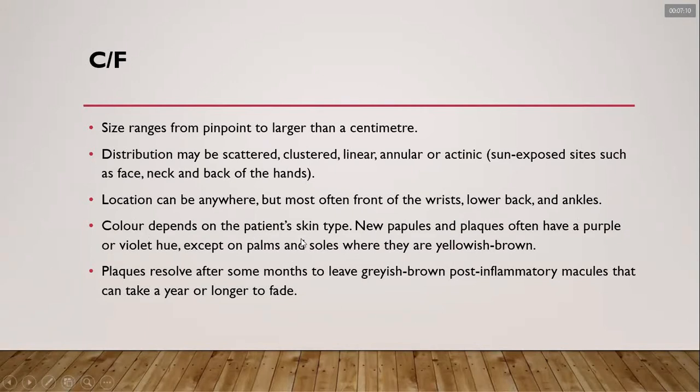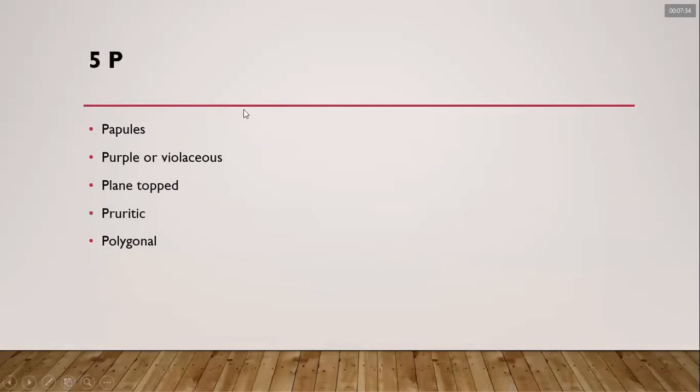The color depends mostly on the patient's skin type. New papules and plaques often have a purple or violet hue, except on the palms and soles where they are yellowish brown, but mostly they are purplish or violaceous. Plaques generally resolve after some months to leave grayish brown post-inflammatory macules, which may take a longer time to fade, about a year or even more. So you should know these 5 P's of lichen planus: papules, purple or violaceous, plain top, pruritic, and polygonal.